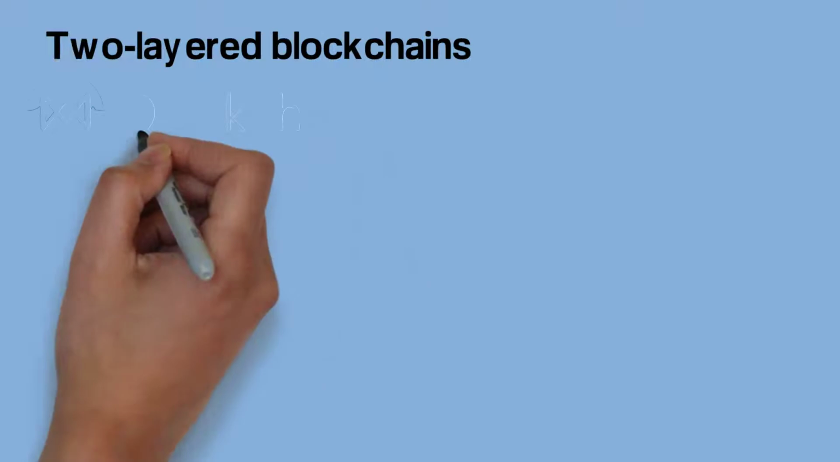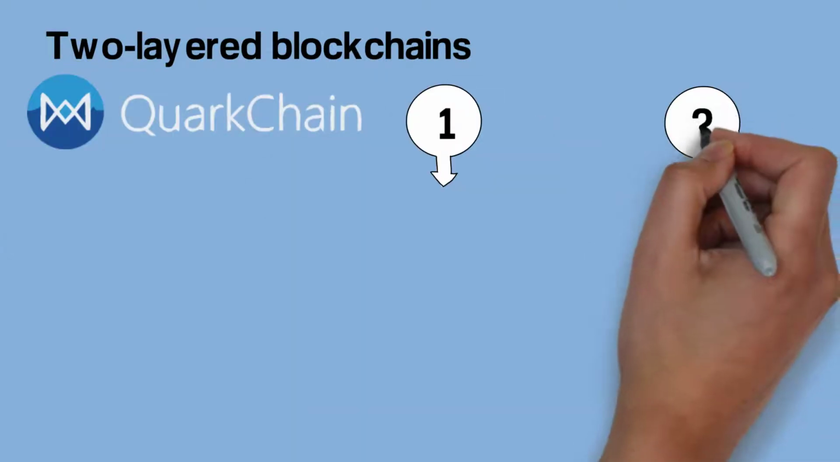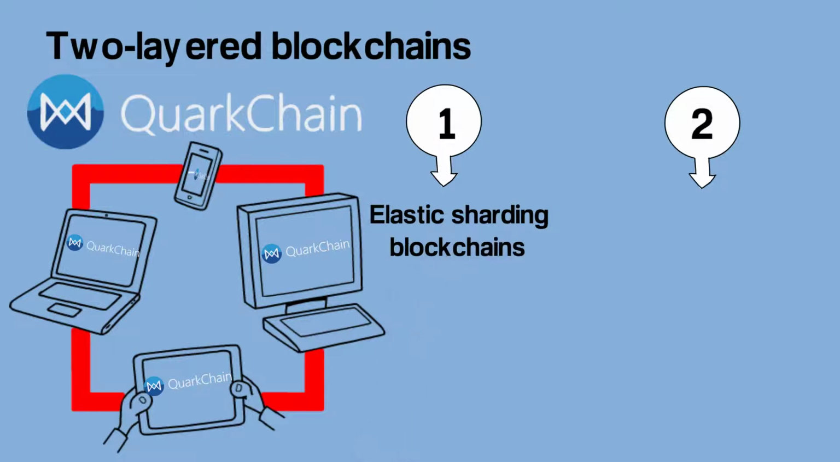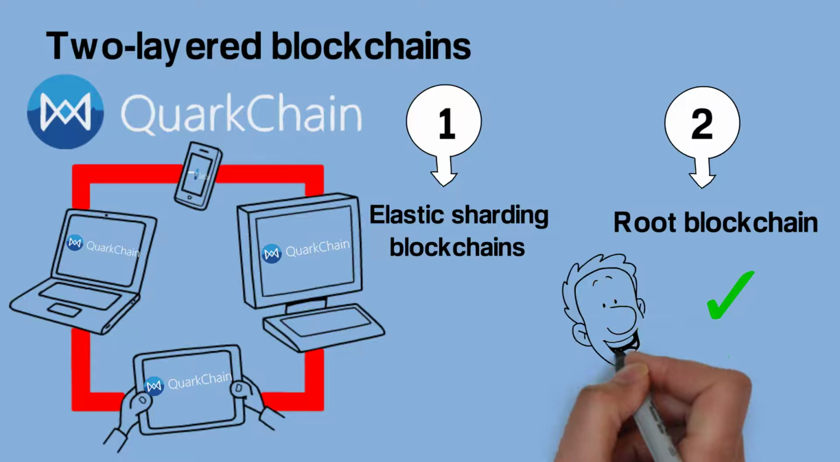2. Two-layered blockchains. The Quarkchain consists of 2 layers of blockchains. We apply elastic sharding blockchains, shards, as the first layer, and a root blockchain that confirms the blocks from the shards as the second layer.